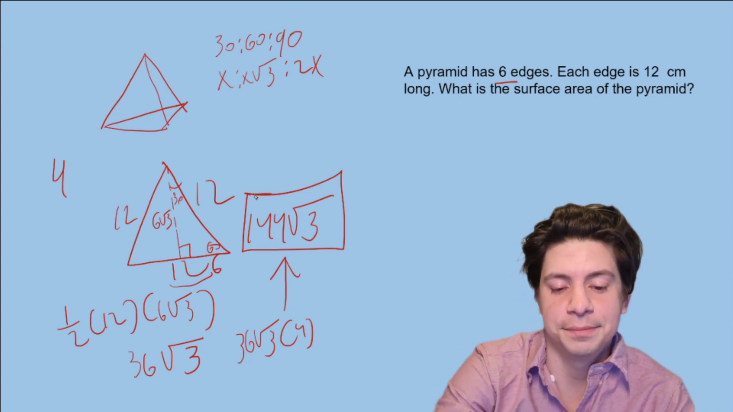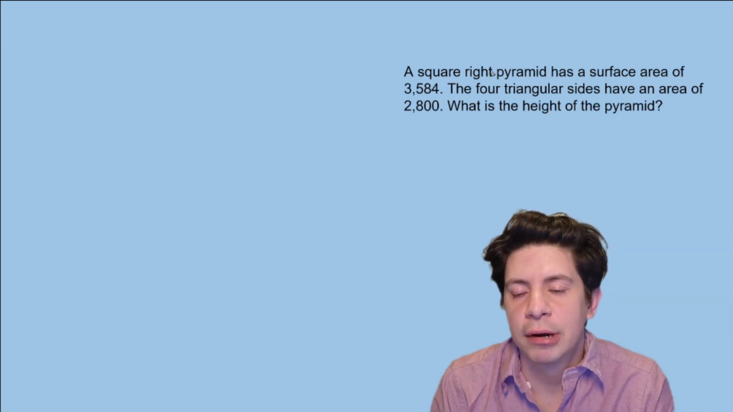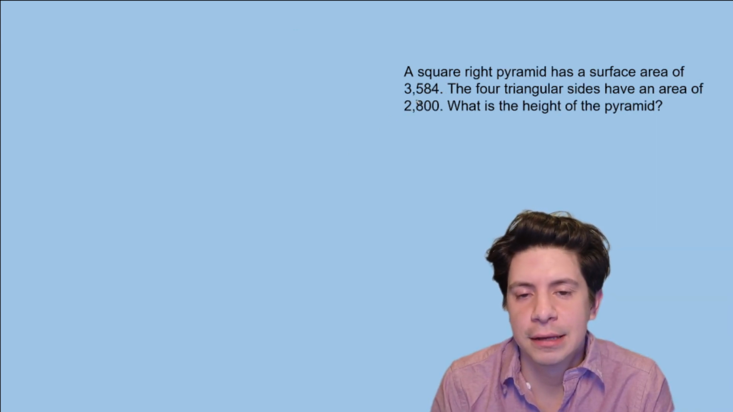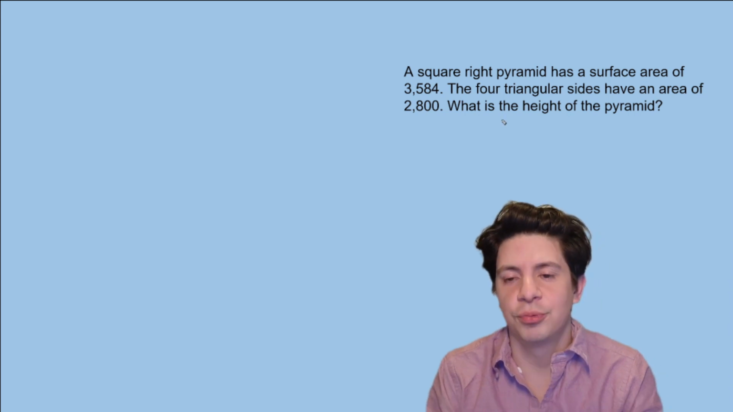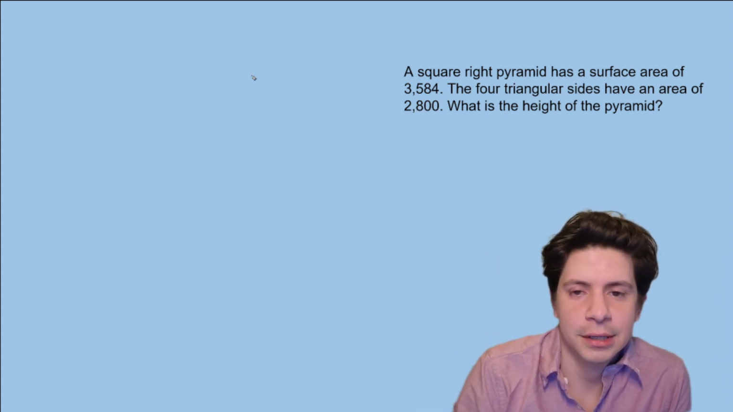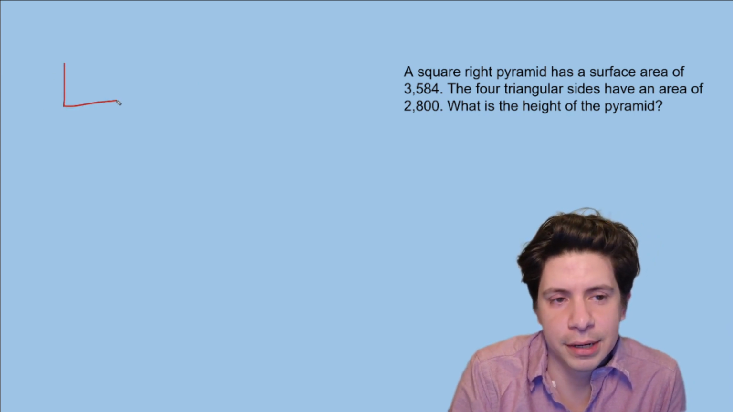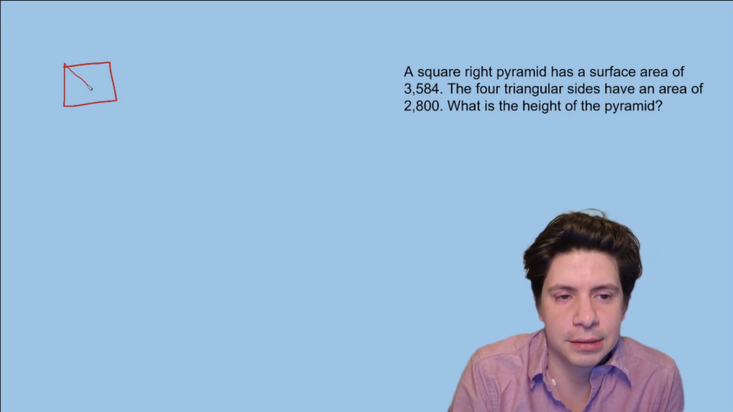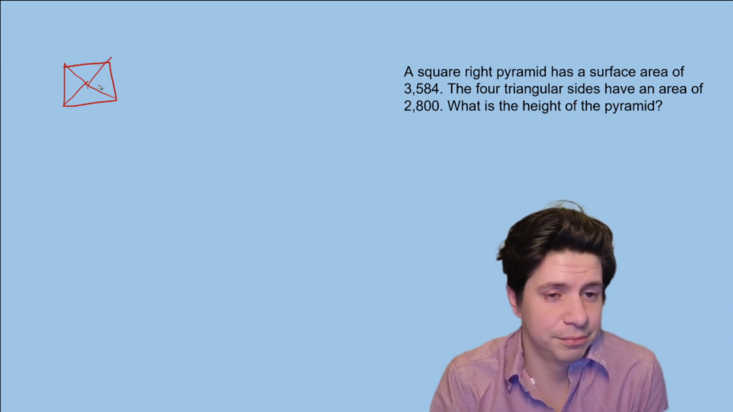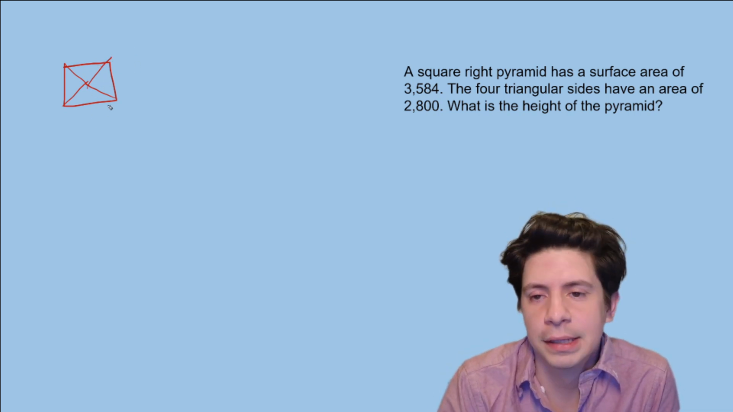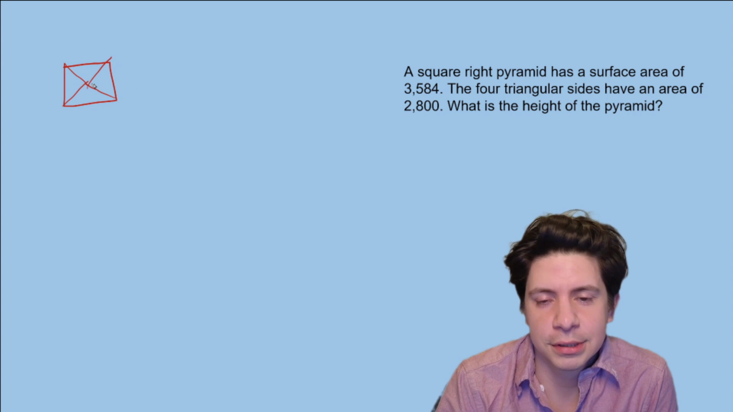So let's try it. Okay, so in this one, we have a square right pyramid that has a surface area of 3,584. The 4 triangular sides have an area of 2,800. What is the height of the pyramid? So if it's a square right pyramid, it's like this. Square base, and then we sort of have them all climbing up like that. I'm not a great pyramid drawer, but you got the idea. So we have 4 triangular sides.